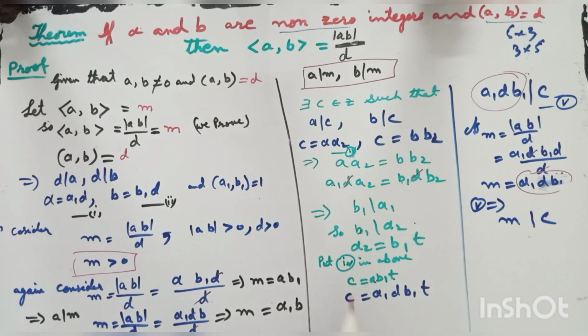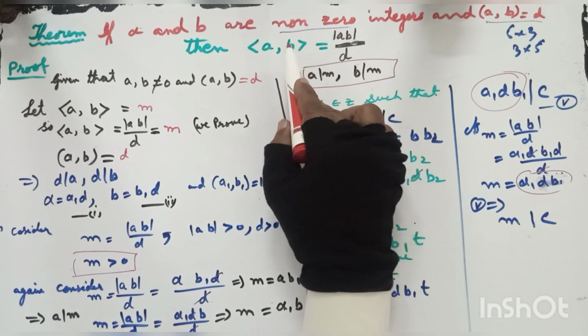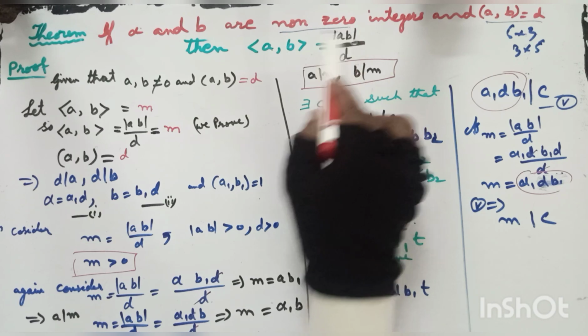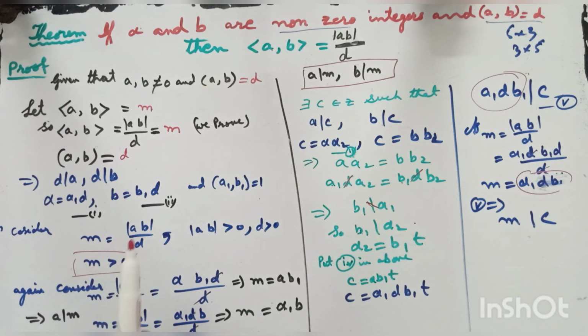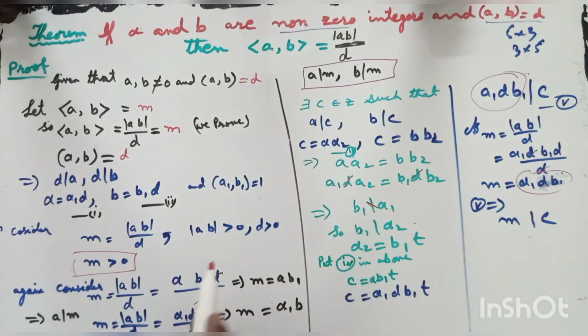So here I just revise this briefly. We just proved that the LCM of these two numbers must be equal to this. For this we give it the name M. We have to prove the three conditions of M. What are the three conditions? M must be greater than 0. For this we consider this, as we know that this is greater than 0 and D is also greater than 0. GCD of two numbers must be greater than 0. So the division of these two numbers is greater than 0.